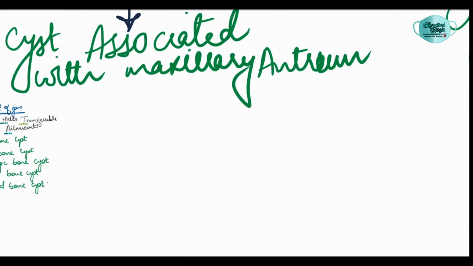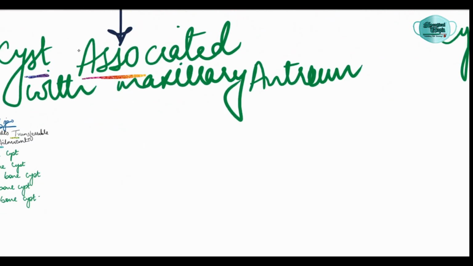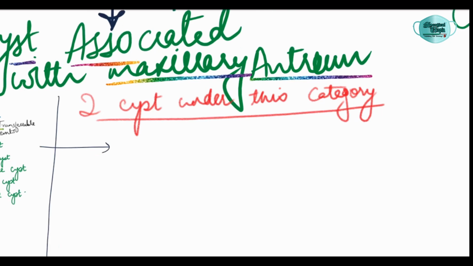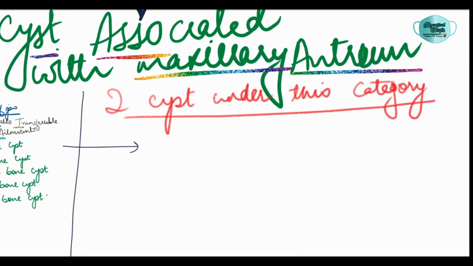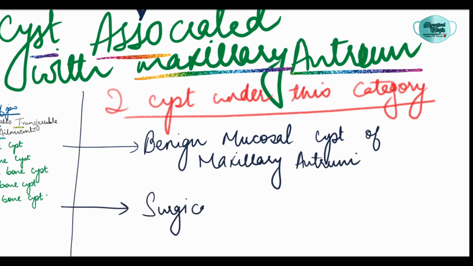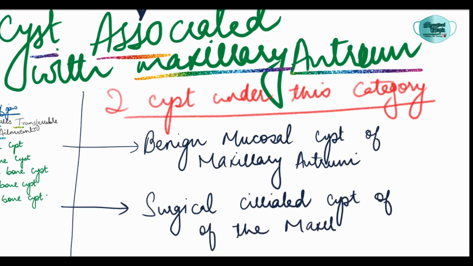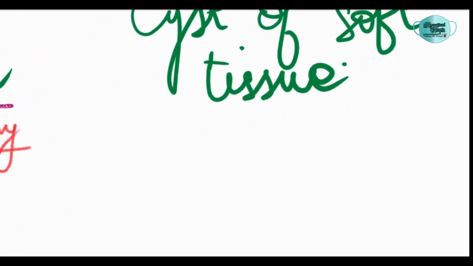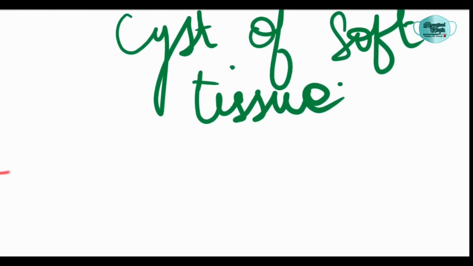The second category was cysts associated with the maxillary antrum. In this category we have two cysts. The first one is the benign mucosal cyst of the maxillary antrum, and the second one is the surgical ciliated cyst of the maxilla. So there are only two cysts.